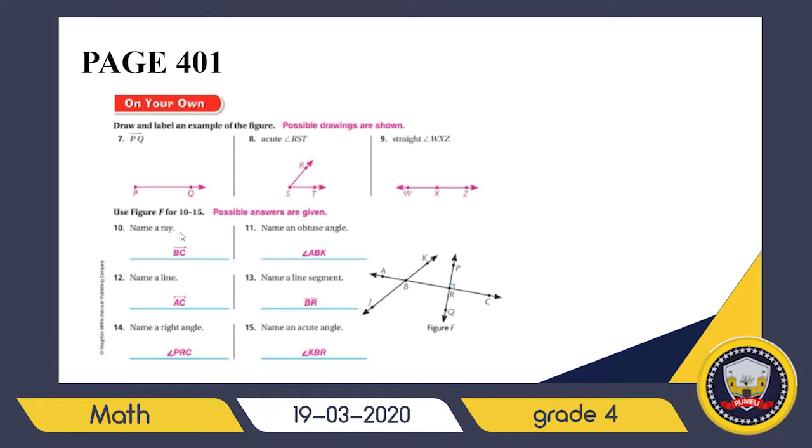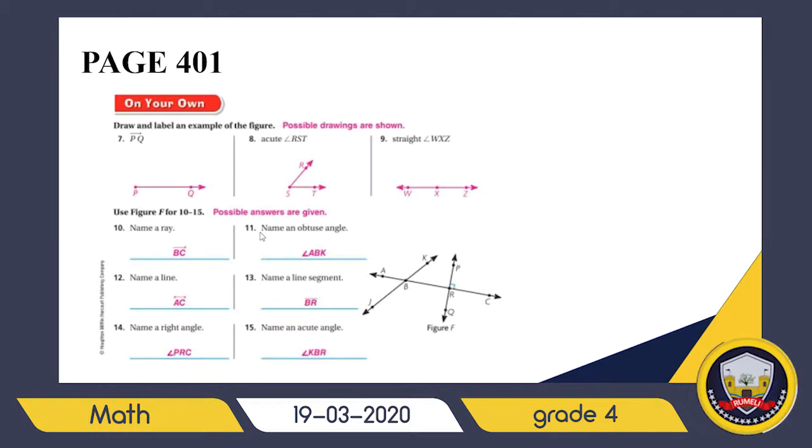Name a ray. First of all, let's check figure F. We said BC is a ray because I know B is an endpoint. C goes until forever. So while drawing a ray, I need to draw an endpoint because I know B is the endpoint and C goes until forever. There is more than one ray here, so you can select one of them. If you want, you can write BK or RP, RQ. It depends on you. There is more than one ray here.